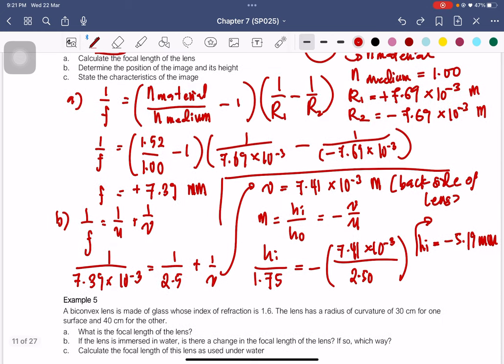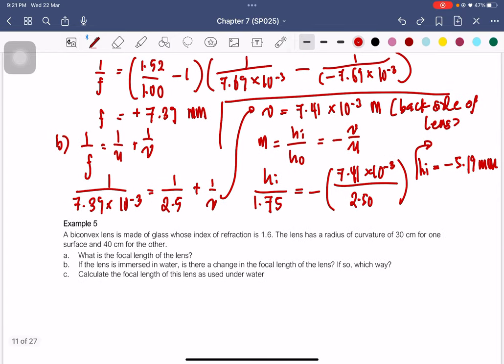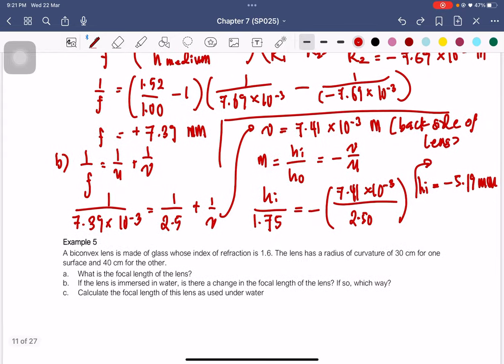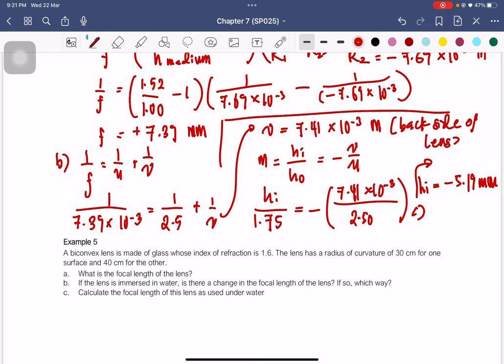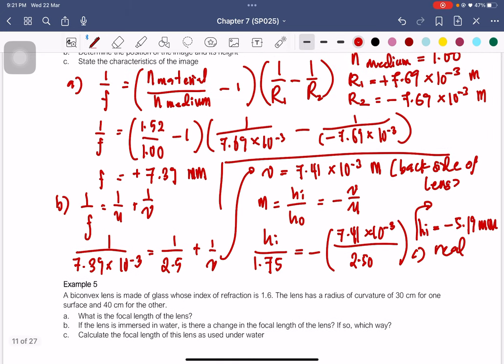Okay, lastly we have to state the characteristics of the image. So where should I write that? I'm just going to write it here. The characteristic of the image is, first we know that the image is formed at the back side of the lens, so that is a real image. Formed at the back of the lens is basically telling us that the image is real.